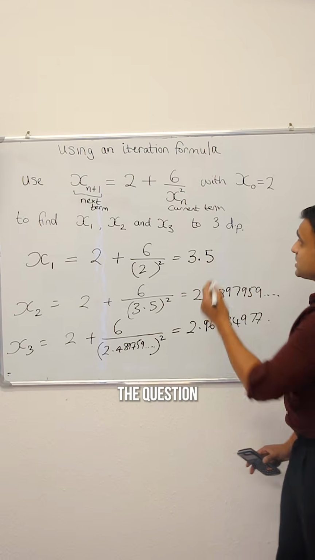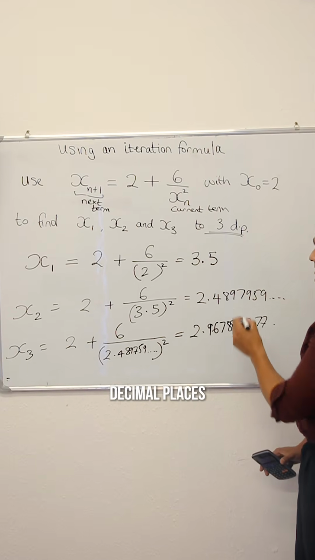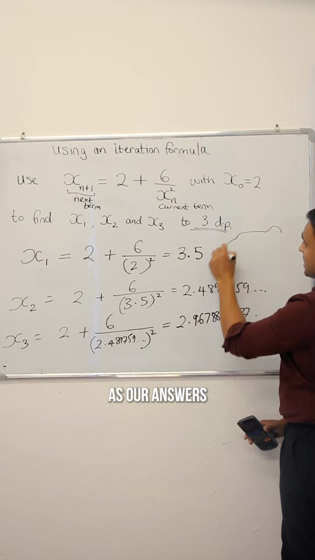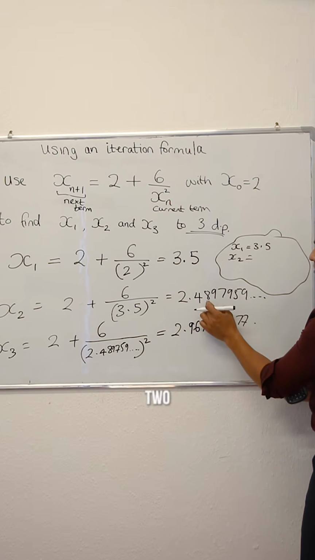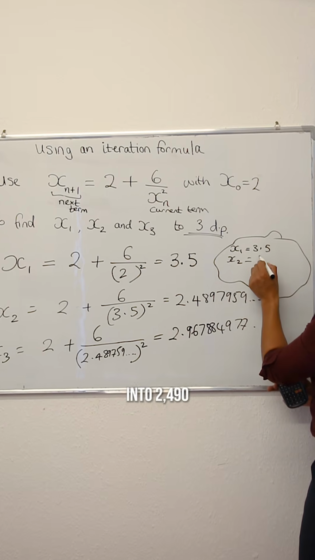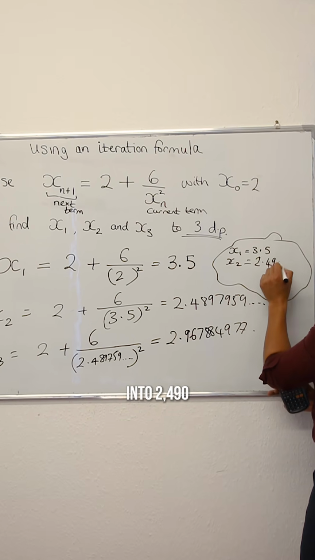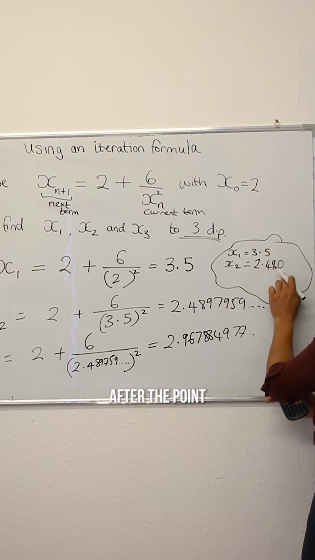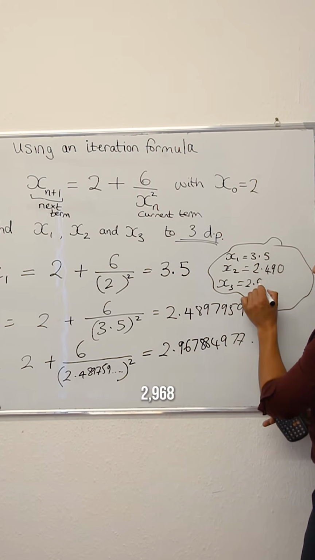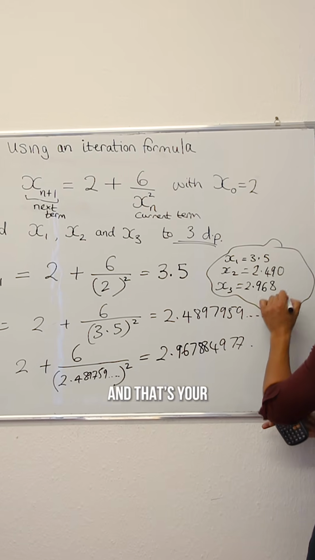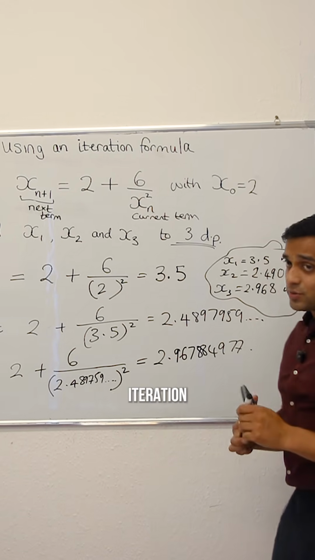Now, to answer the question, we need to make sure it's to 3 decimal places. So we have the following as our answers. x1 is 3.5. x2 to 3 decimal places makes that into 2.490. Remember to have 3 digits after the point. And then the third term, x3, is going to be 2.968. And that's your 3 marks for this iteration question.